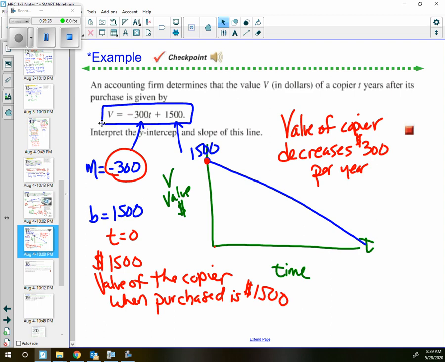So we could figure out then, after how many years would the value be 0? Where would that be on the graph when the value is 0? Well, right here when it hits v equals 0. So when would the value be 0? When would that happen? After how many years? We could figure out what that would look like and be able to do that model.